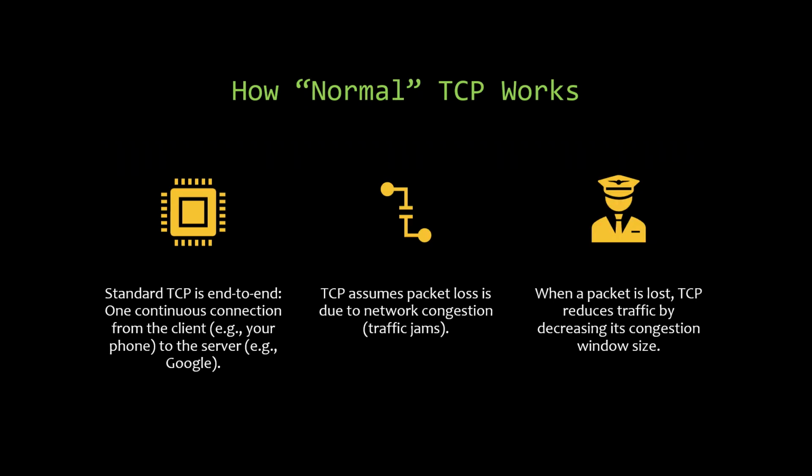To understand why we need Split TCP, we first have to look at normal TCP. TCP is the backbone of the internet and it's designed to be end-to-end, which means it uses one single unbroken connection. The main rule for managing traffic is simple. If a packet gets lost, it assumes there's congestion and it slows down the speed at which it transmits data to avoid further congestion in the internet.